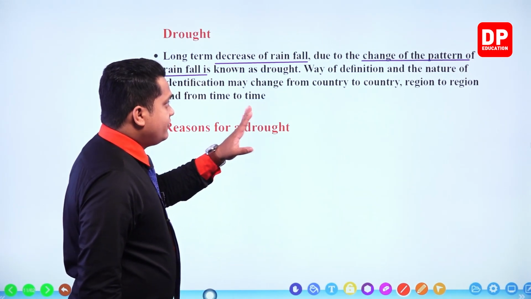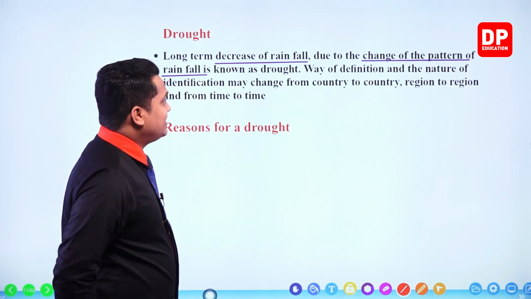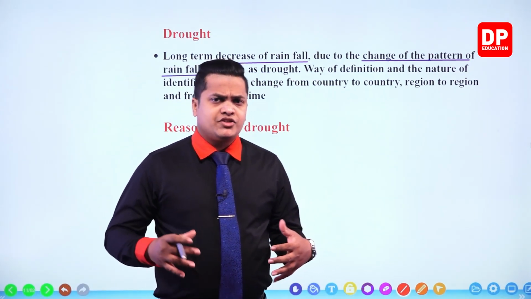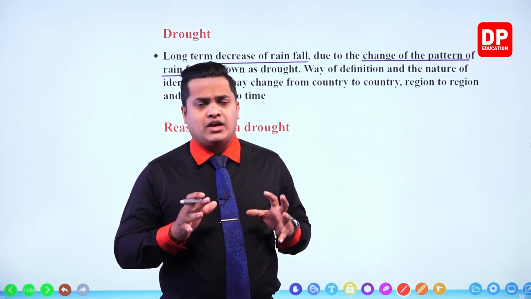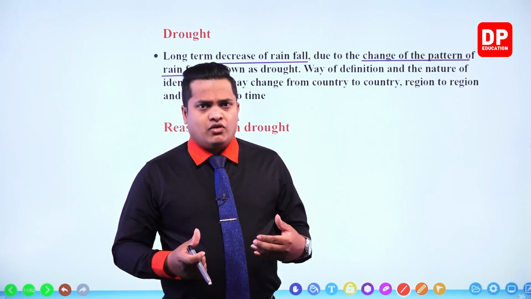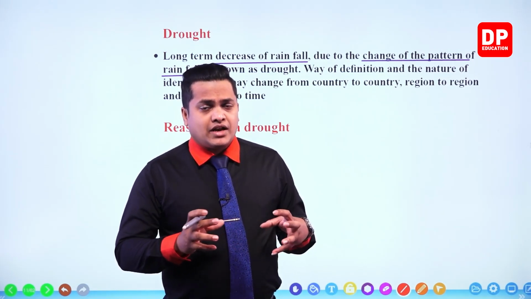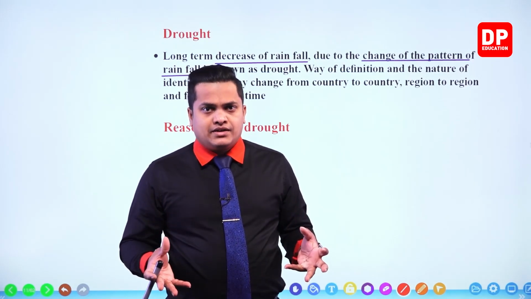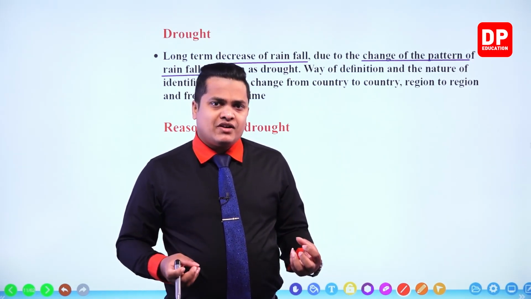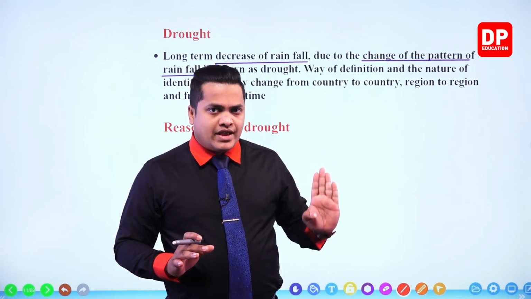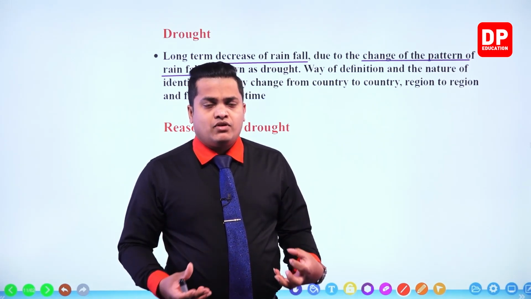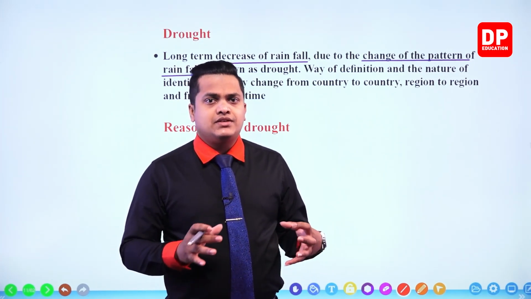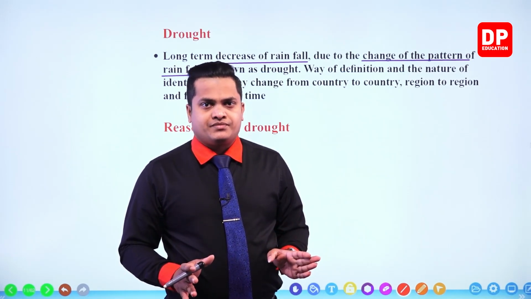Here, the definition and the way of identification may change from country to country, region to region, and from time to time. Sometimes, my dear children, this definition is not that particular. When you take the definition of lack of rainfall, it cannot be particular to a certain region; it can change from time to time and from region to region. Usually, what you mean by drought is the lack of rainfall, and due to lack of rainfall, what will happen? Lack of water. This is the usual definition for a drought, but when you take a certain area or region, this can change.